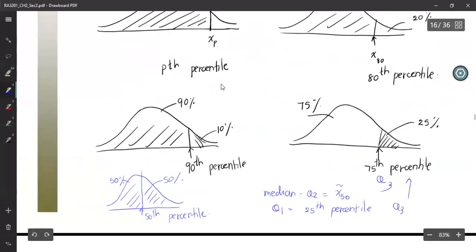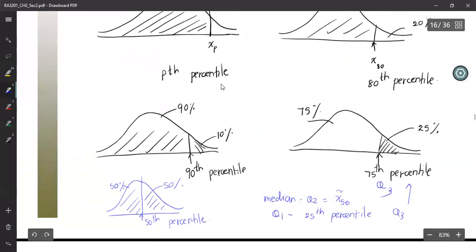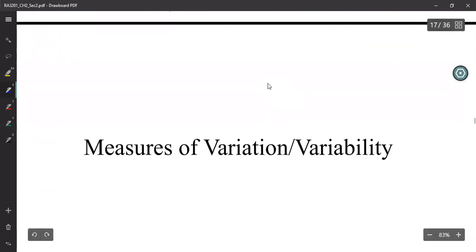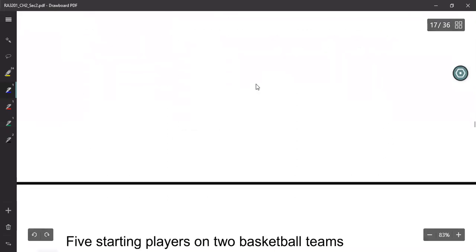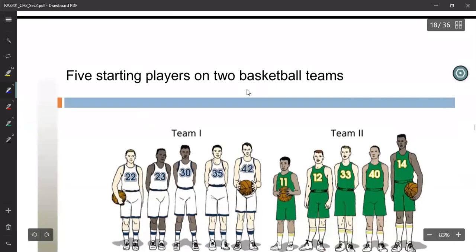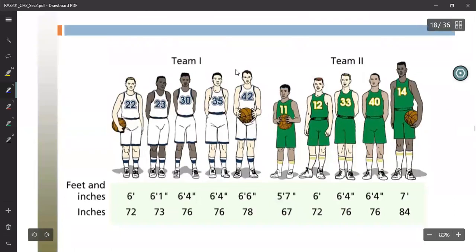Okay. So those are the measures of central tendency, where you can get an idea about the center of your data set. Now we move on to the next set. Those are the measures of variability or measures of variation. Now look at these two teams.